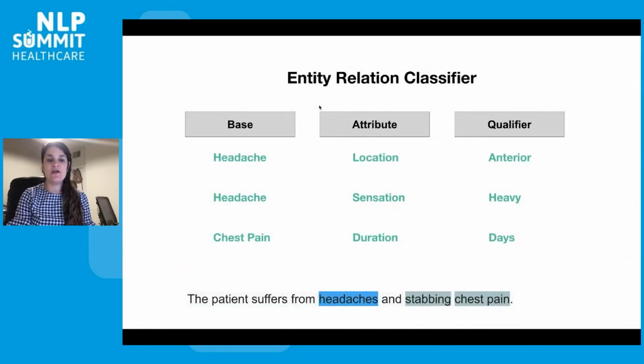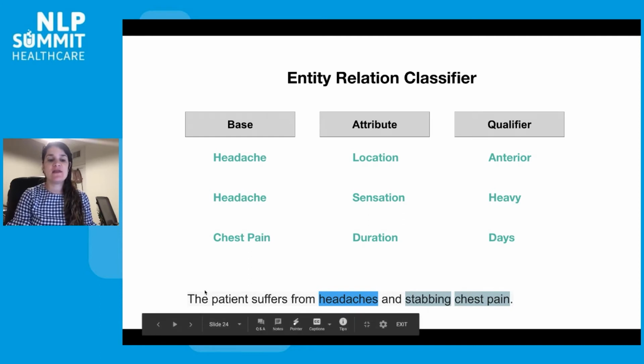The main goal here is to find the relationships between the symptoms and the entities that describe them. So if we have headache and chest pain symptoms, we want to describe these symptoms using the location, the sensation, the duration, and their values. The location is anterior, the sensation is heavy, and the duration is a few days.